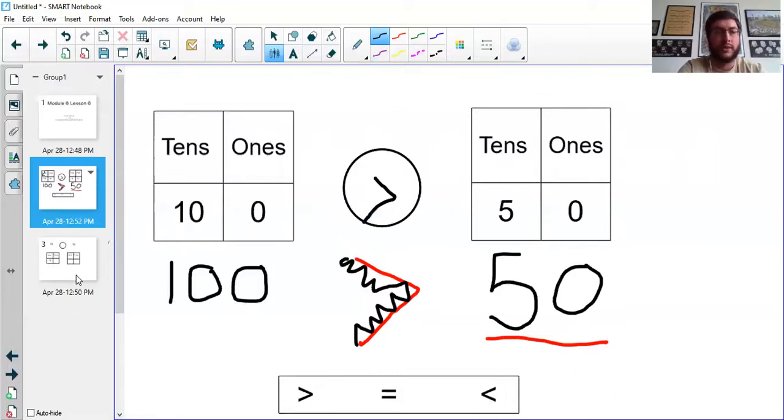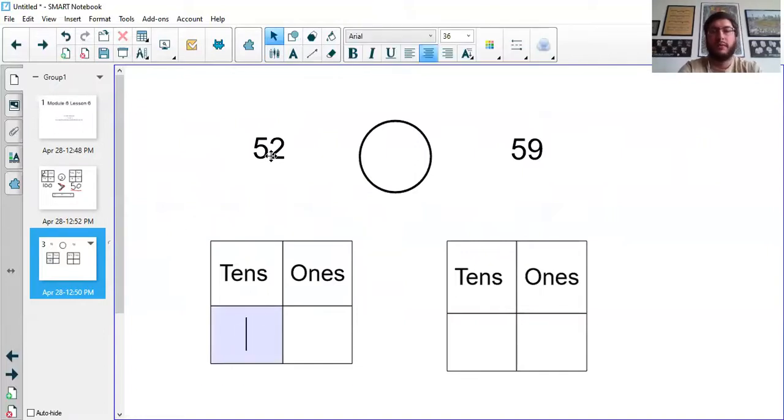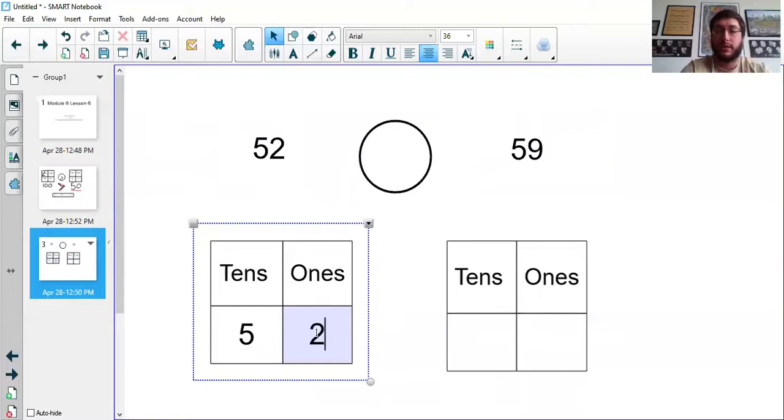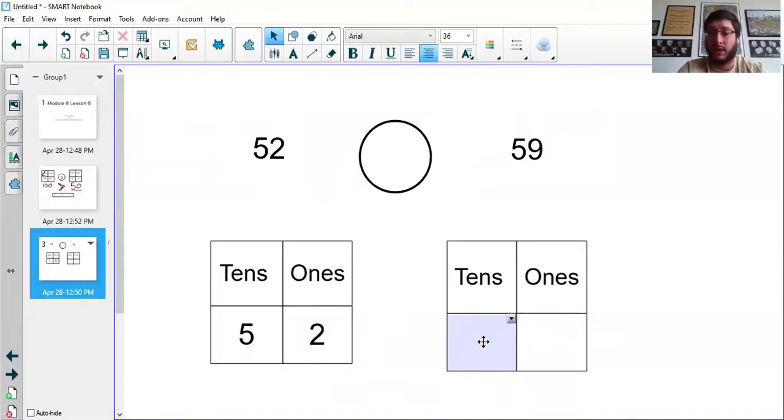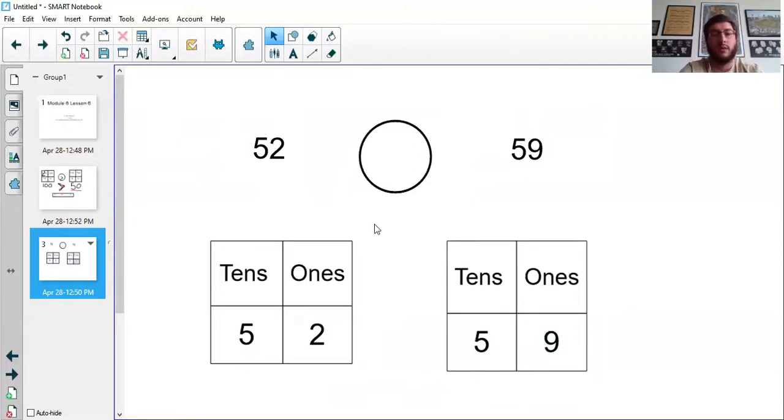Let's take a look at one more example problem. So here we see two more numbers. The first number is the number 52. So in the number 52, we have 5 tens and, oh, 2 ones in 52. Mr. Crombie's already looking at the number 59. So in the number 59, we have 5 tens and how many ones? Right, 9 ones.